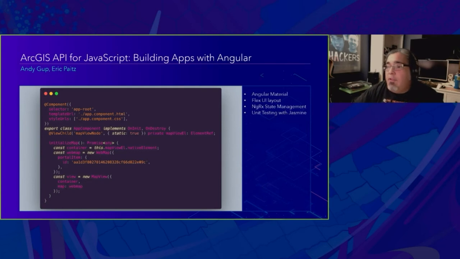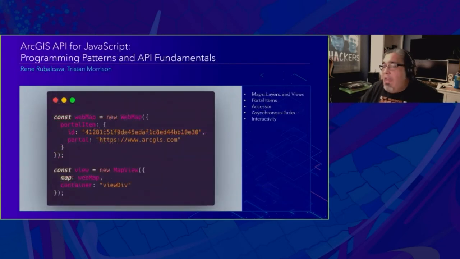And next one, Julie. This session just happened this morning, so you can always go back and look at the recording for this one. We talk about the patterns and fundamentals of working with the JavaScript API. This really gets down to some of the core concepts, things like working with maps and views, Accessor, which includes things like property watching. So instead of listening for particular events, just watching for properties to change during the life cycle of your app.